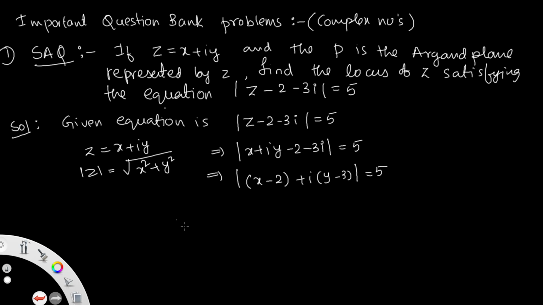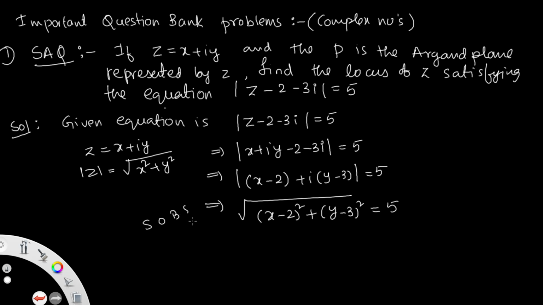Now it is in the form of z equal to x plus iy. So expanding, modulus of z is root over x square plus y square, where x means here x minus 2 and y means here y minus 3, whole square equal to 5. For simplification, to remove the square root, squaring on both sides, you get x minus 2 whole square plus y minus 3 whole square equal to 25.